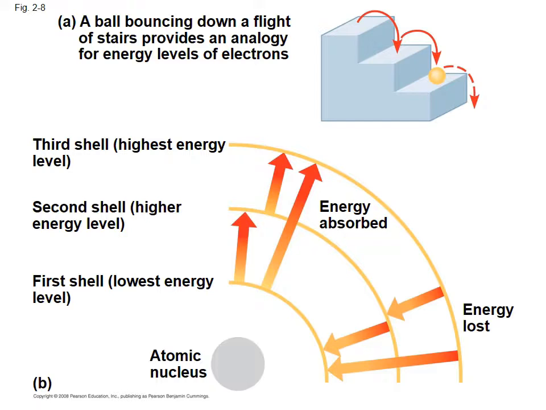So this is your first shell, which has the lowest energy level, the second shell, which has a higher energy level, and the third shell, which has the highest energy level. So if an electron moved from here to the next, it has absorbed a lot of energy and gone to this level, and it has to release it to come back to this level, to position 1, ground 0.